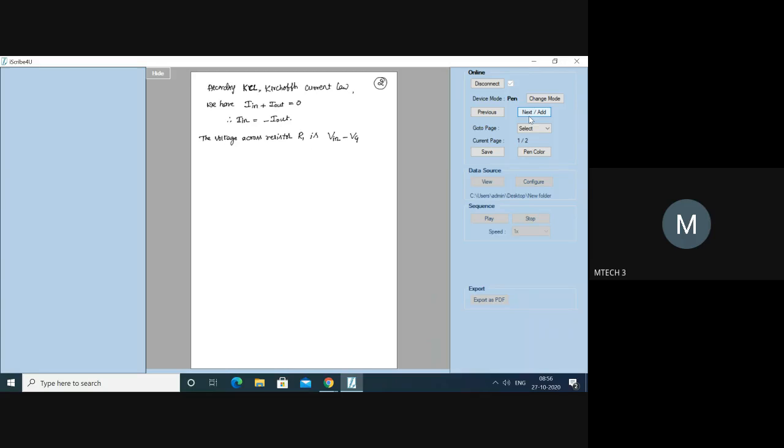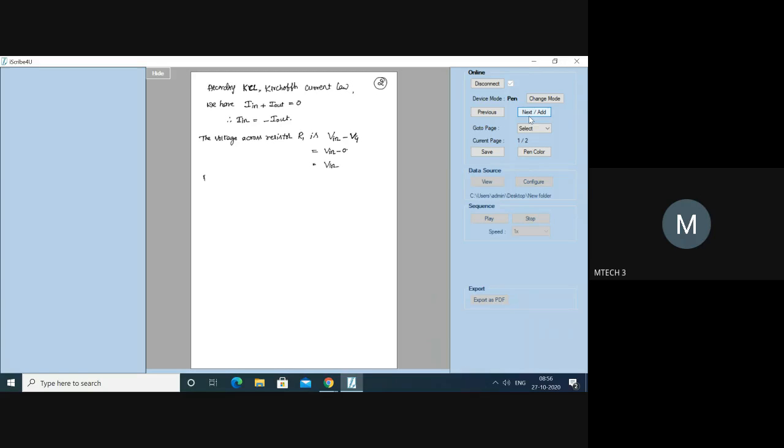So what is the value of Vin minus Vg? What is the value of Vg? What is the voltage at the ground point? Voltage at ground is 0. So the voltage across resistor R1 is Vin.